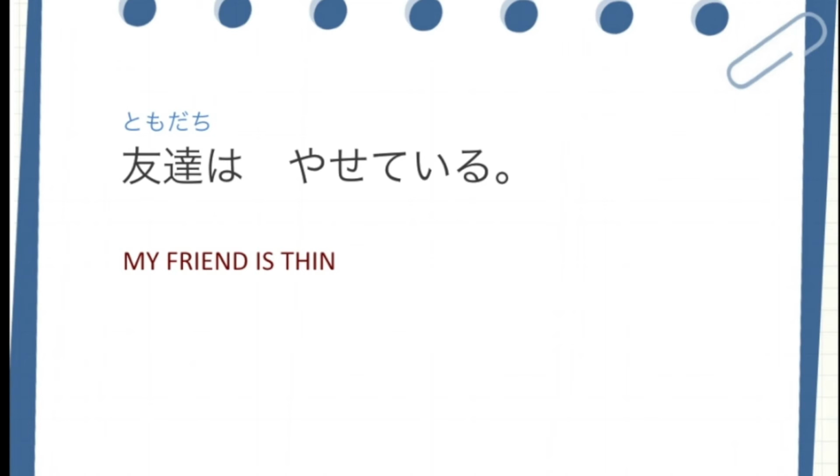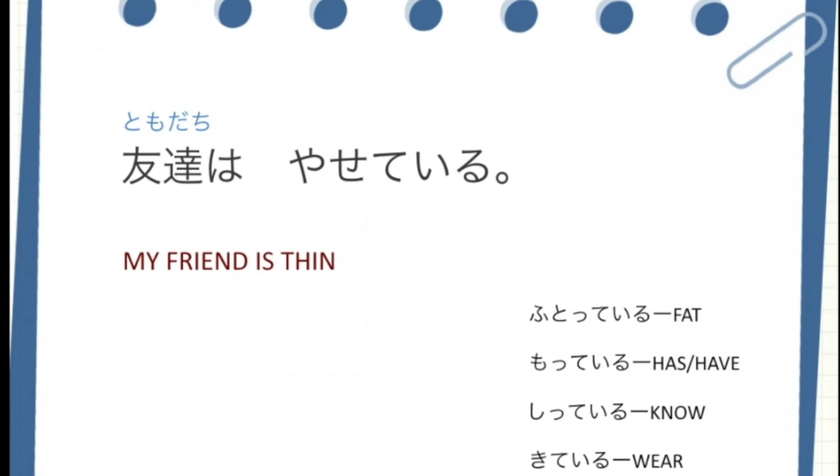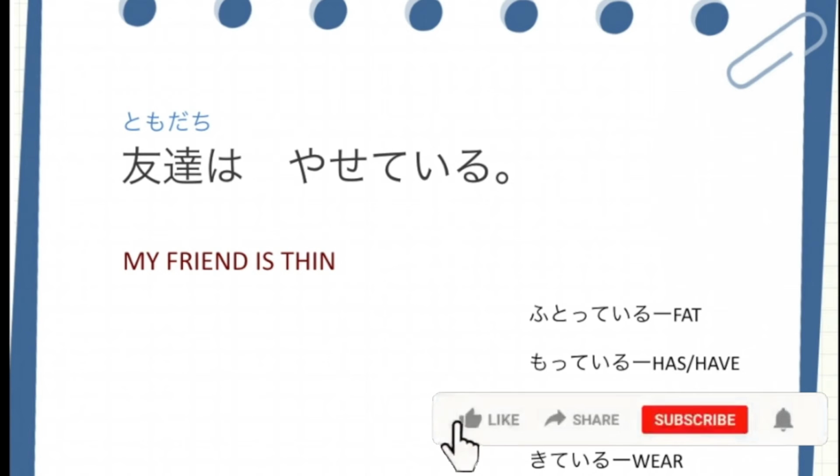And in these examples, we usually use these words: futotte iru for fat, motte iru, shitte iru, kite iru, and others.